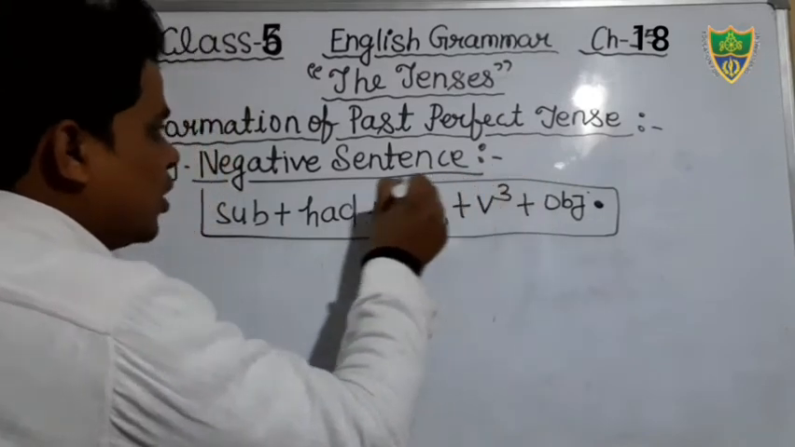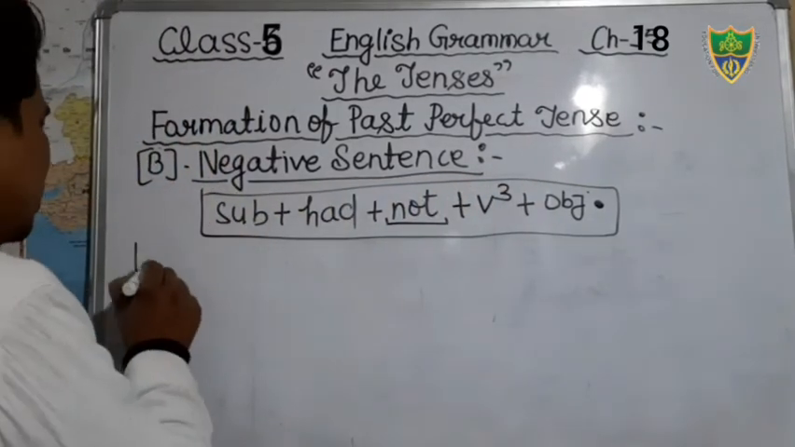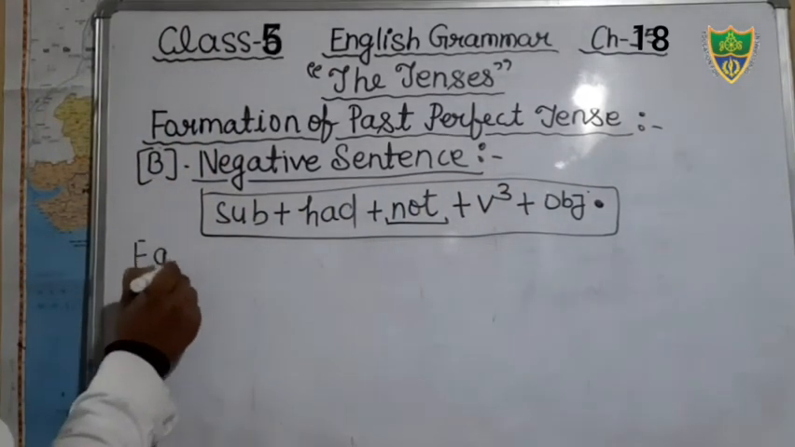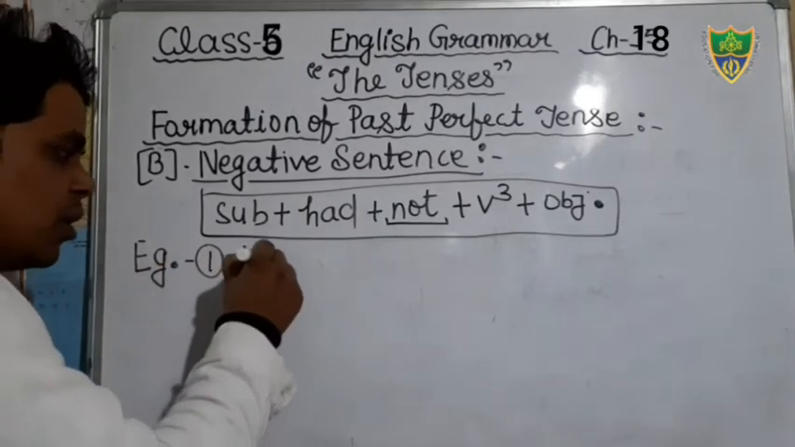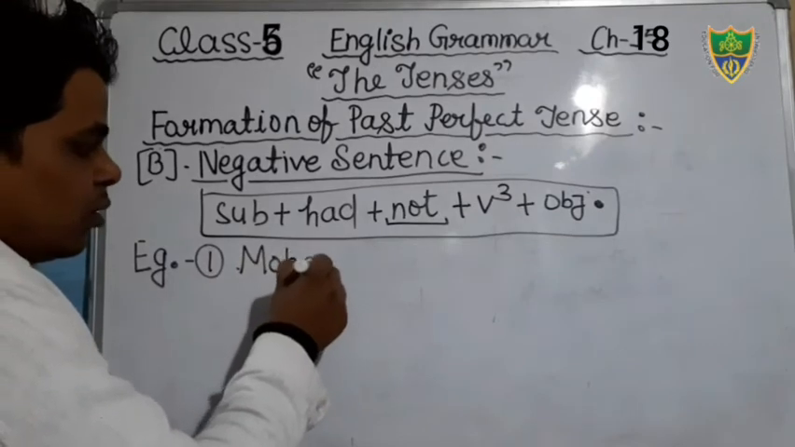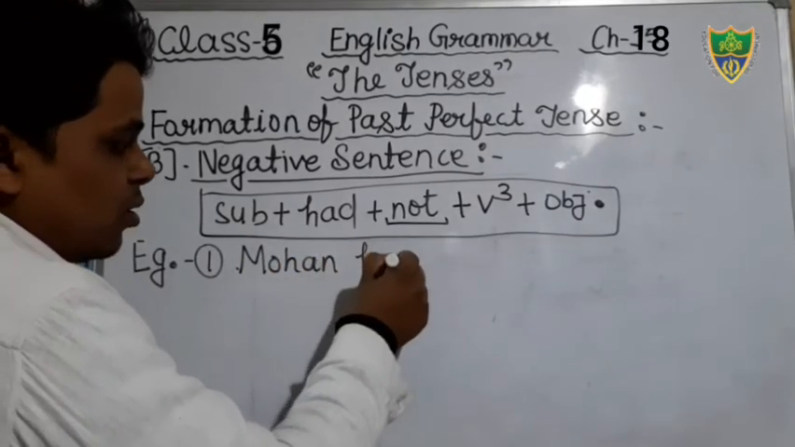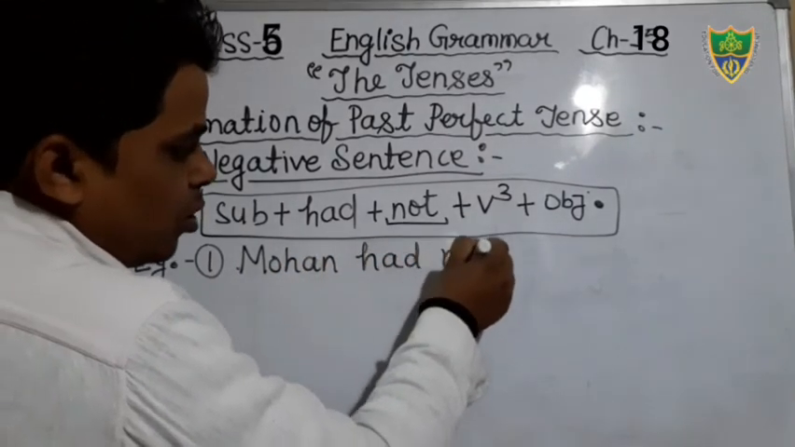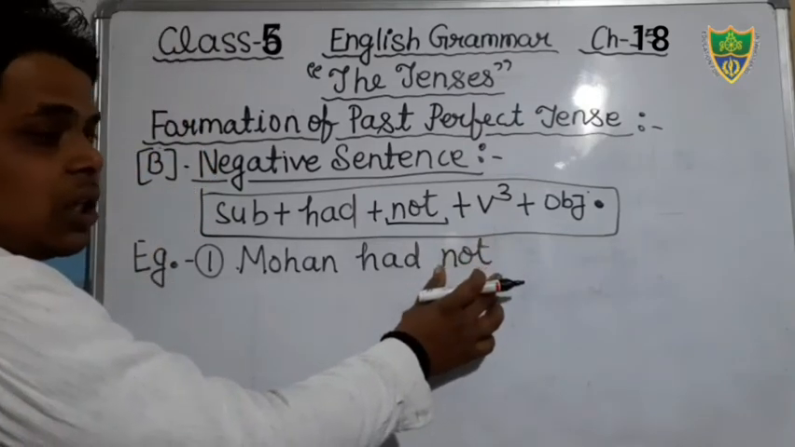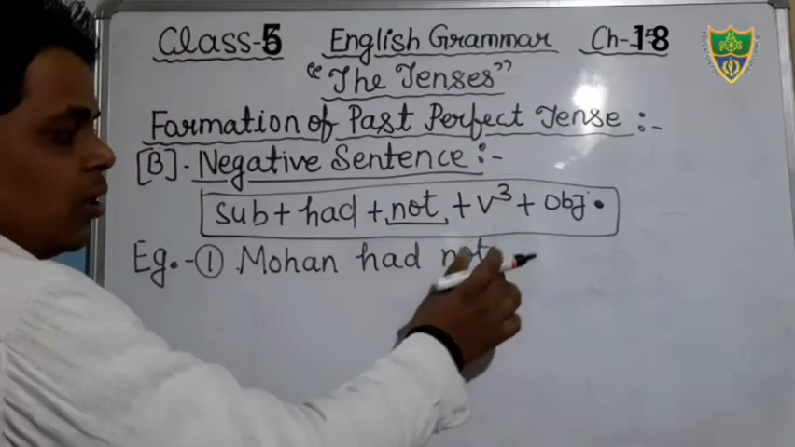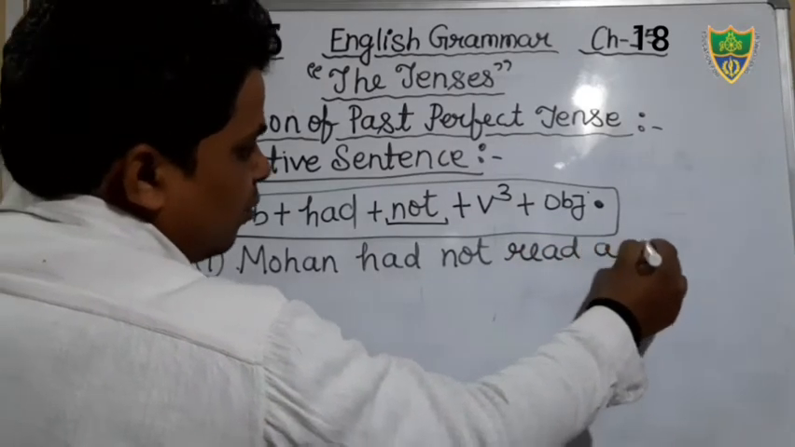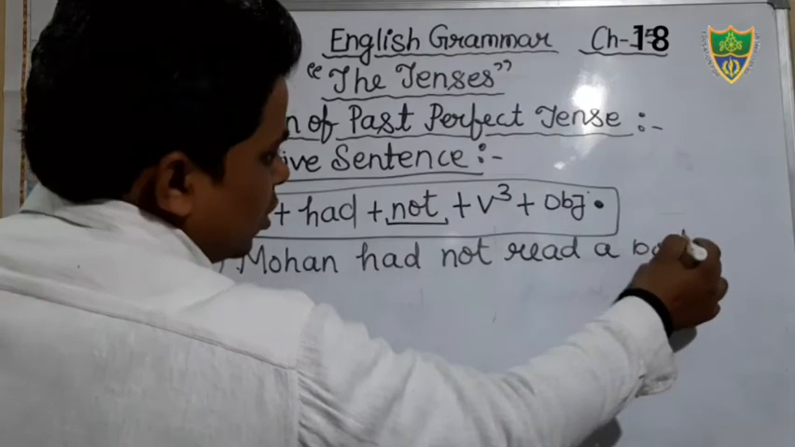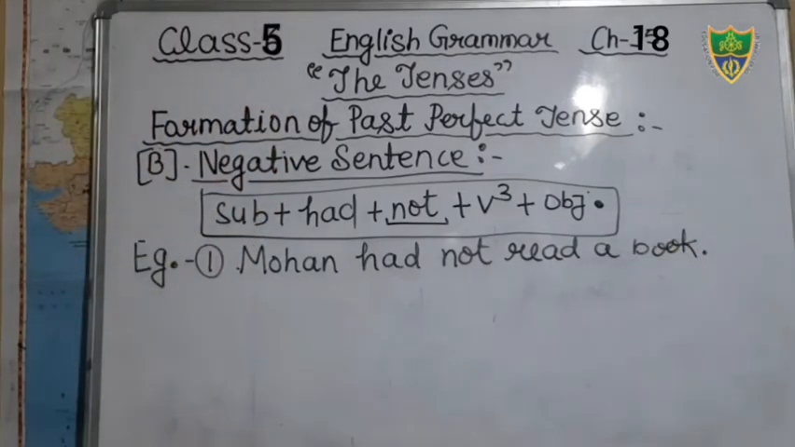So this is your structure, and on the basis of this structure you have to form the sentences. You can see, the same sentence I will write. Okay, Mohan had not, here you can see there is the negative word. Mohan had not read a book. So just see, Mohan had not read a book.